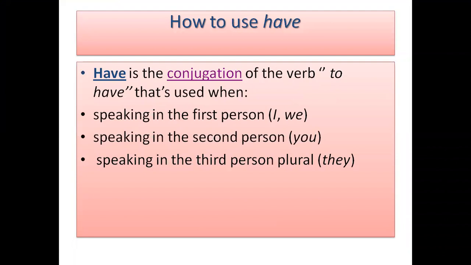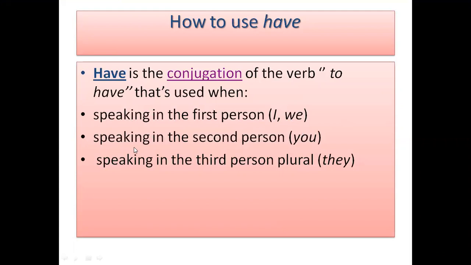So have is the conjugation of the verb to have that's used when... So here we're gonna see when we can use have. First, when we are speaking in the first person, singular I and plural we. So when we have I, we use have. For example, I have a pen, or we have a pen.